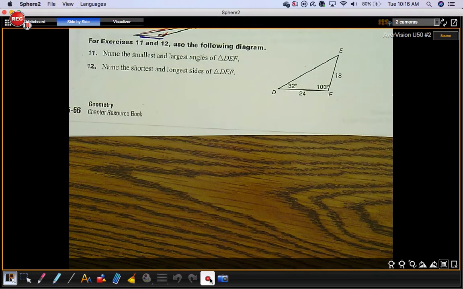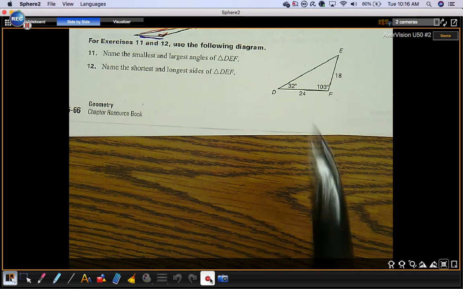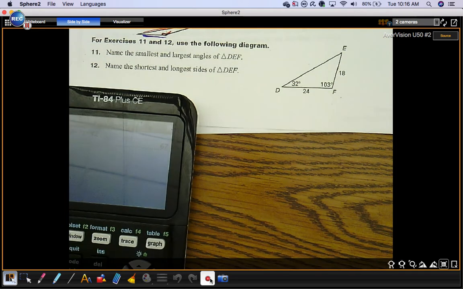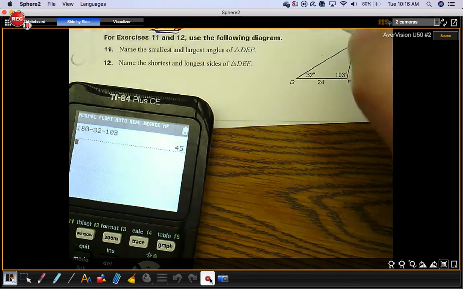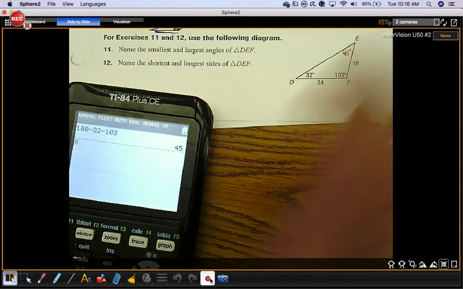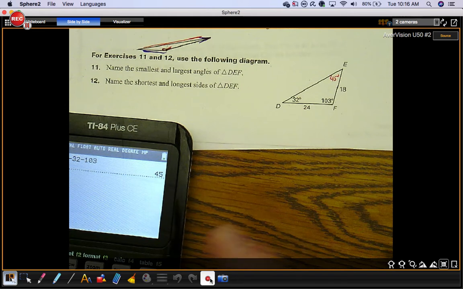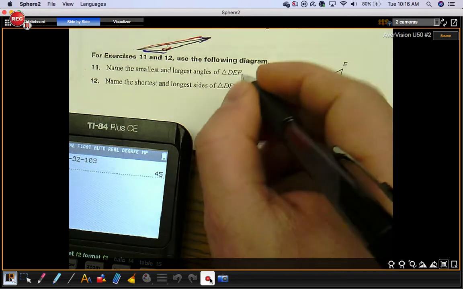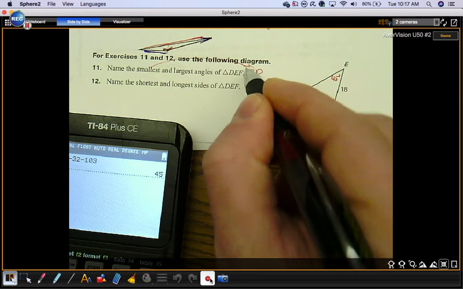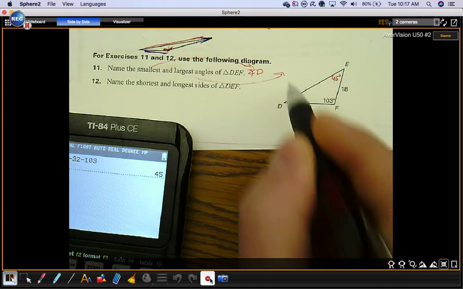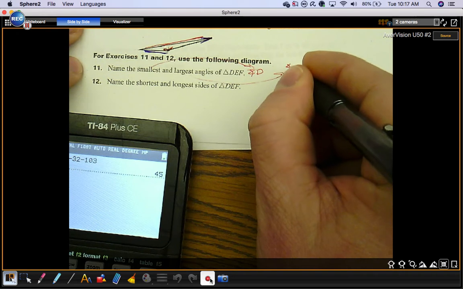Number 11, let's name the smallest and largest angles of this triangle. Well, they give you 2 of the angles. You can easily find the third one. We know there's 180 degrees in a triangle, so take away 32, take away 103. This angle up here has to be 45 degrees. The smallest angle is angle D. And the largest angle would be angle F.